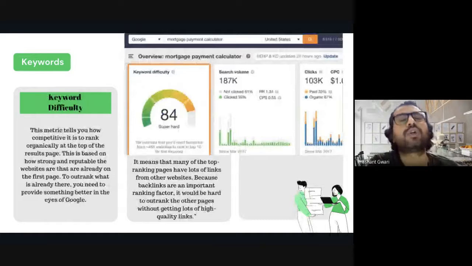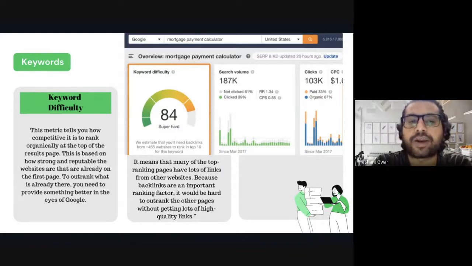Now the second quality check you will do on your keyword is keyword difficulty. What does keyword difficulty mean? This metric tells you how competitive it is to rank organically at the top of a result page if you are using that keyword. And this is based on how strong and reputable the websites are that are already on the first page. To outrank what is already there, you have to provide something really better in the eyes of Google.